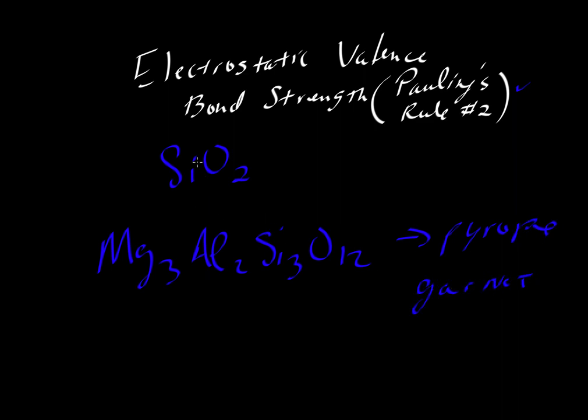So this is the mineral pyrope, and it is part of the garnet group, or the garnet family of minerals. The difference here is that when we looked at silica, we just had one cation to concern ourselves with. Here we have a whole host of cations, and again, these are all bonded to oxygen. So how would Pauling's second rule, the idea of electrostatic valence bond strength, apply to garnet?